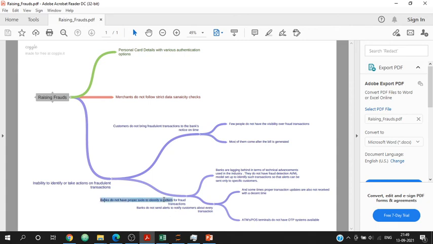Few banks do not have proper tools to identify the pattern, because they do not use fraud detection and machine learning techniques. Sometimes proper transaction updates are also not received in decent time. That's also a reason. ATMs and POS terminals do not have OTP systems available, so people are not aware of a transaction happening in that particular case.